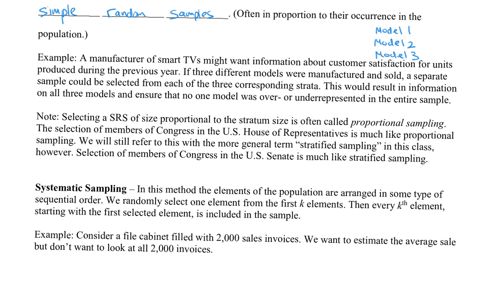But then if you have the Senate, then everybody's the same. You get 2 reps per state. So the main takeaway is with stratified sampling, you take your entire population, split it into non-overlapping groups, then you take a simple random sample of each group.